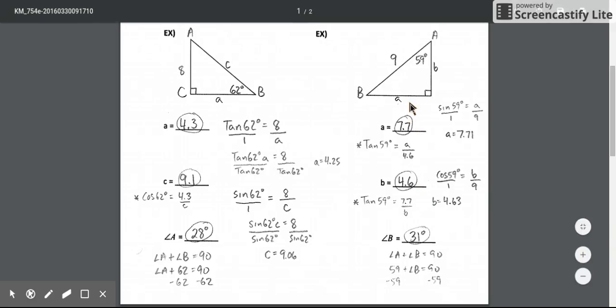To solve for side length A, since that's the opposite side from my angle and I have my hypotenuse, I'm going to go ahead and use the sine ratio. Sine of 59 degrees is opposite over hypotenuse, or A over 9. Cross multiply to solve, and we get about 7.7.